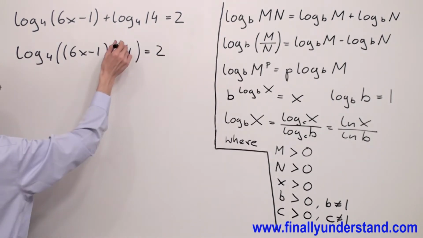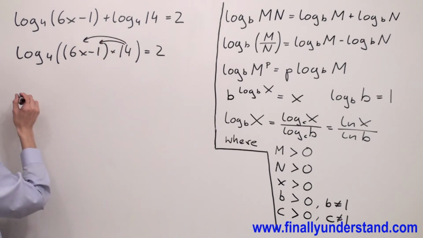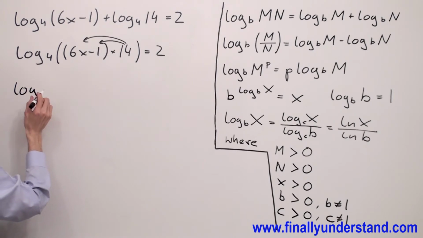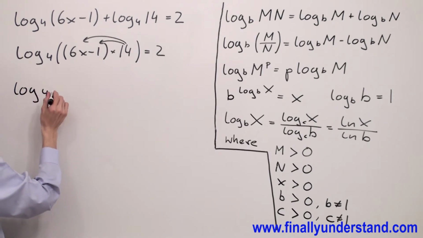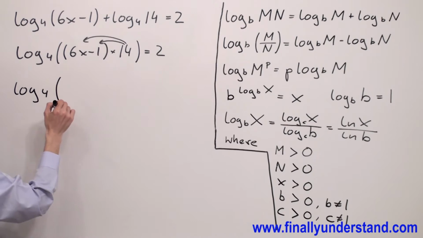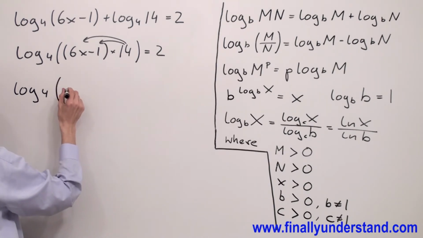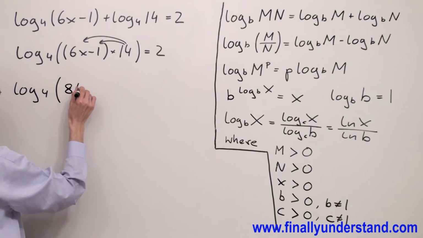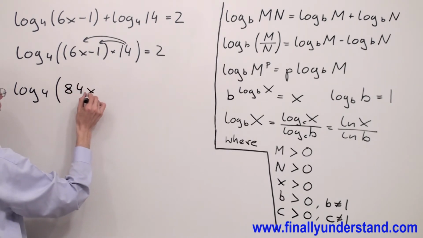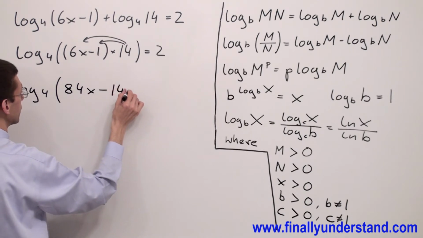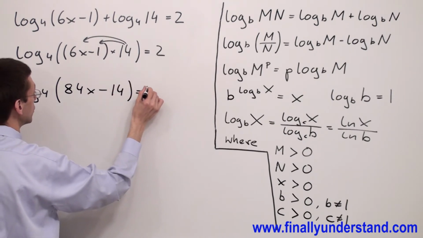I'm supposed to distribute this 14 into the parentheses and simply write logarithm base 4, and I have 6 times 14 is 84x minus 14 equals 2.